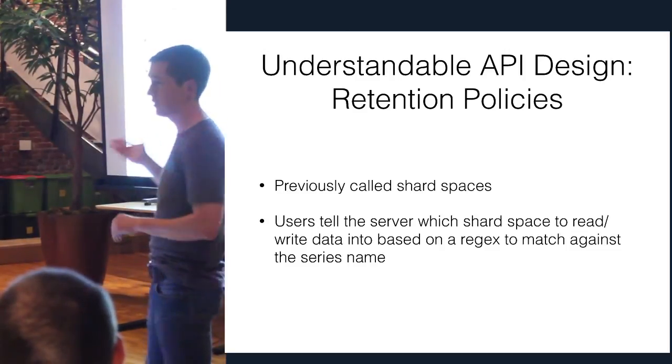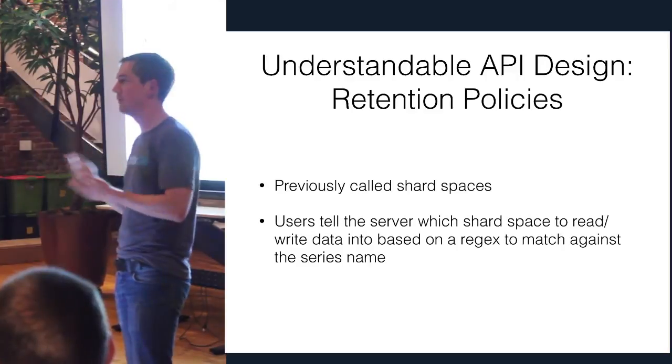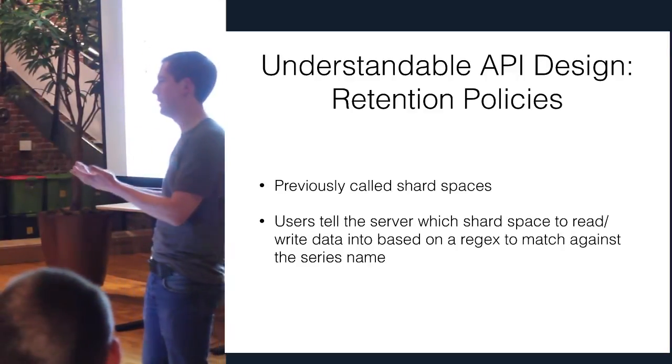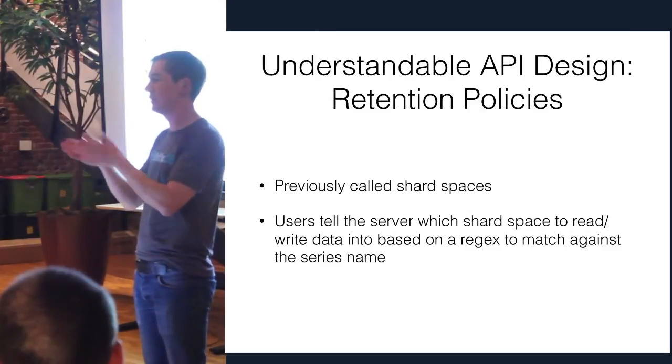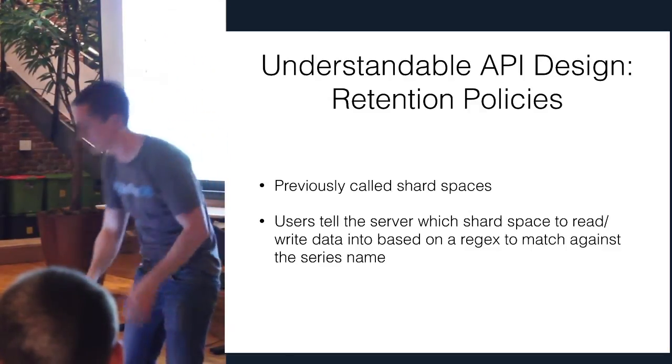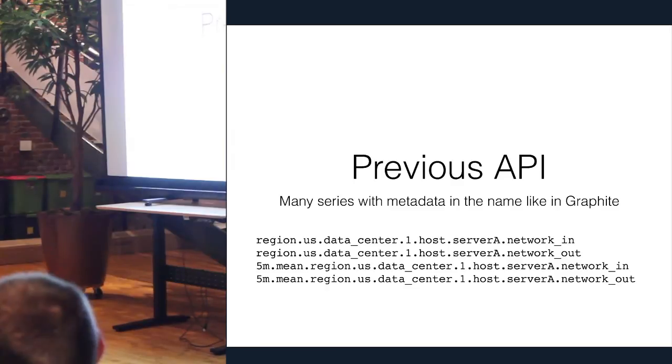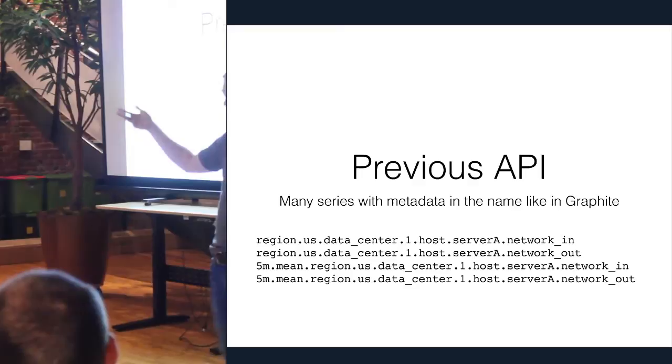Previously, this feature was called shard spaces. How users configured it was they would create a shard space and they would tell the database, for any time series that matches this regex, put it into this shard space. So that's where these series names come in, right? They say, oh, if it matches this, then put it into the high precision stuff. If it starts with 5M, put it into the medium precision stuff.